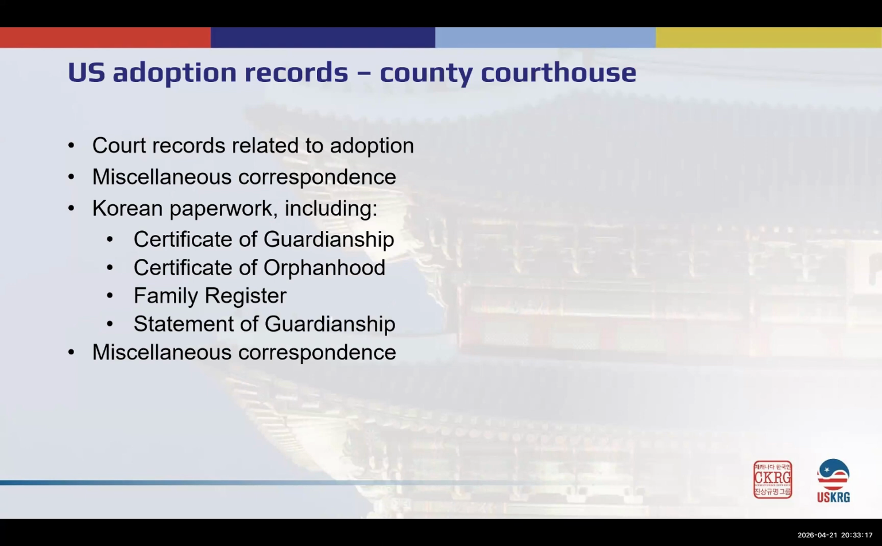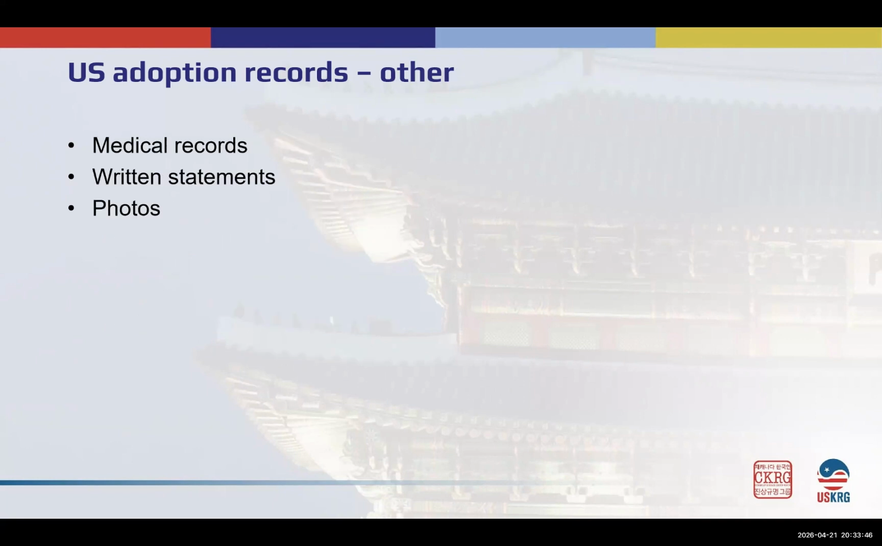So basically, county courthouse. When I did this, I had about 25, 30 pages that were there. This is the one that processed my adoption. They also had my Korean paperwork, but they had a lot of court records related to the adoption itself, to the court date, and the hearing and stuff. So they do have stuff that USCIS does not have.